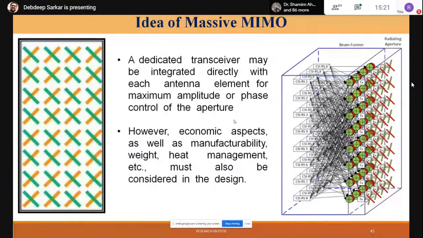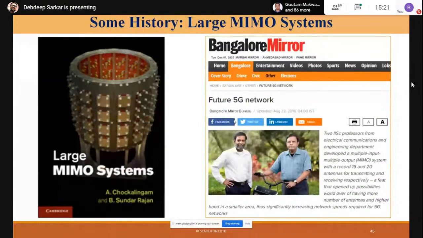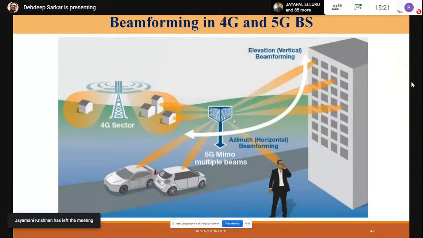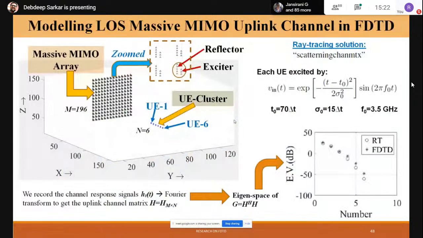Of course, we have to take into account other aspects. When I talk about this large MIMO system, it is important that we recall the inception of this concept, massive MIMO, large MIMO systems. Interested people can look into the book by my senior colleagues here, Professor Chockalingam and Professor Sundarajan. It is basically used for beamforming, 3D beamforming and all those things. I will not come into the details of that here.